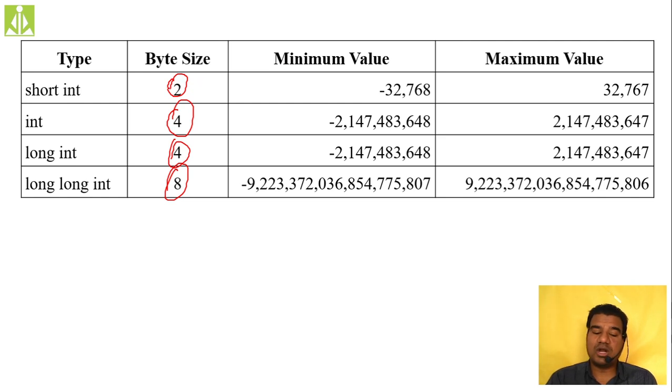So what values can you store into a short variable, what values can you store into an integer variable, and what values can you store into a long variable? In the sense, there is a range of values from minus 32,768 to plus 32,767.